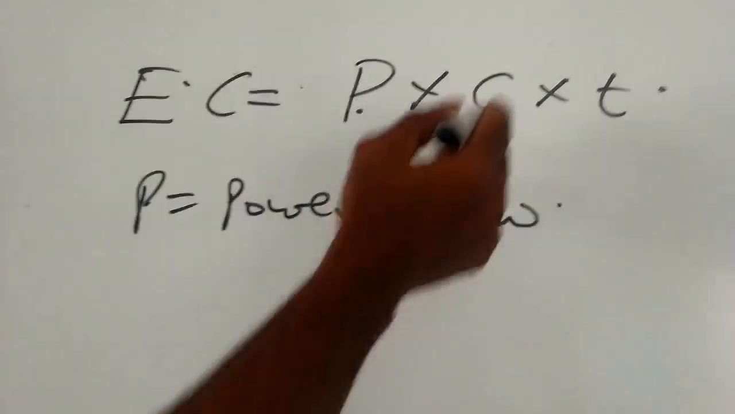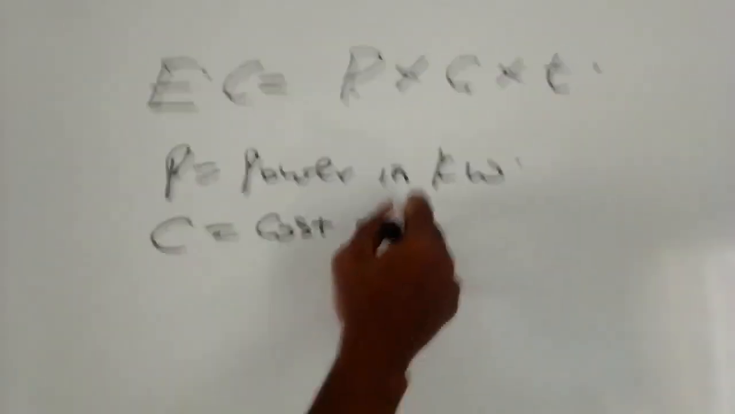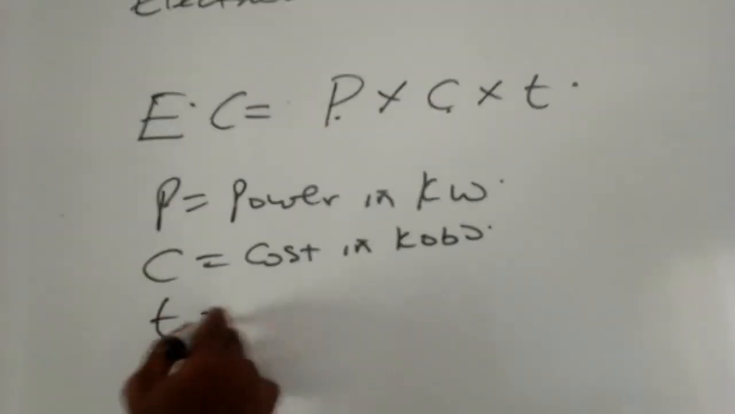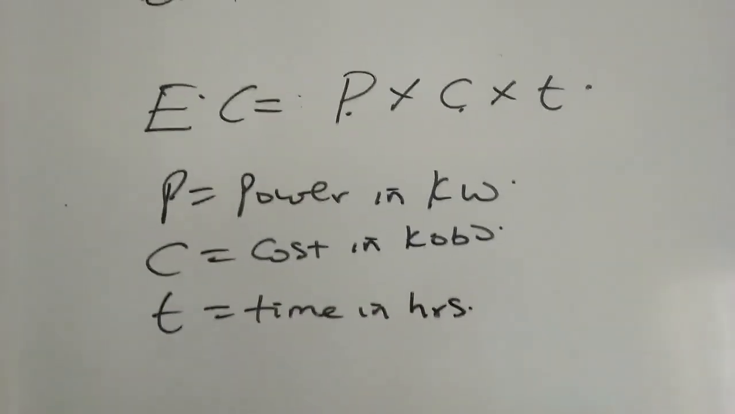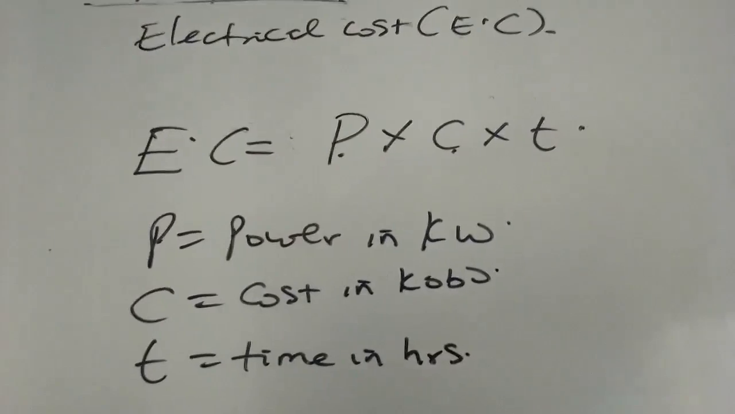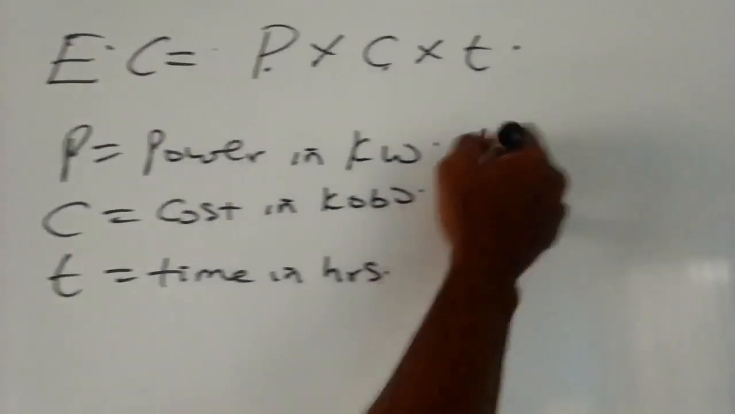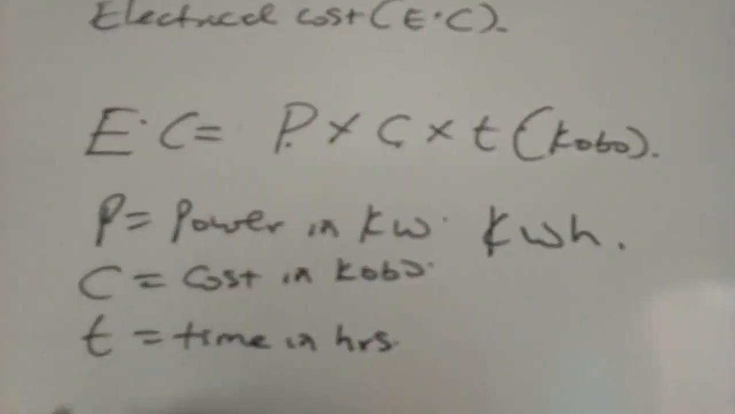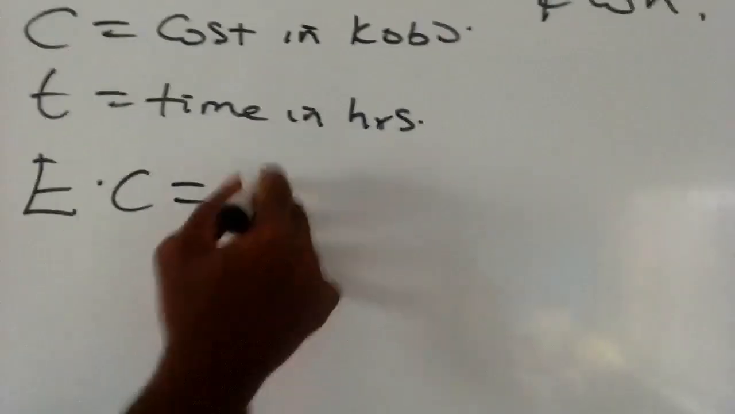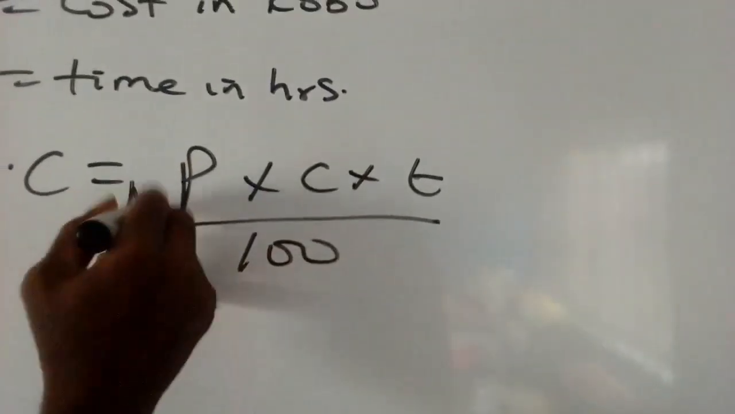And then C stands for cost, in the smallest unit or denomination; here the cost is in kobo. Then T is time in hours. So the power holding company bills us in kilowatt hours, written as kWh. After summing this, the value will be in kobo. But if you want your answer in naira, which is the Nigerian currency, you multiply this and divide by 100, because 100 kobo make a naira.